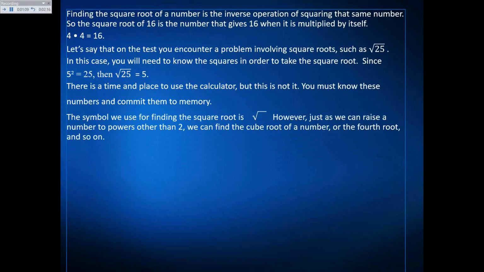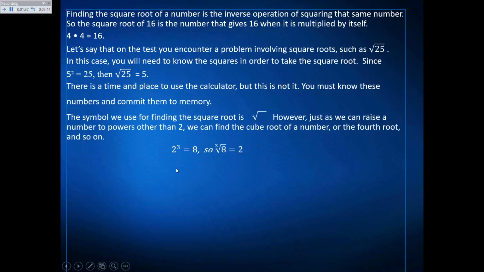Remember, the symbol that we use for finding the square root is this. However, just as we can raise a number to powers other than 2, we can find the cube root of a number, or the 4th root, and so forth and so on. So while this symbol indicates the square root, we have other ways of using it to indicate other roots. So for instance, we have 2 cubed, and that's equal to 8.